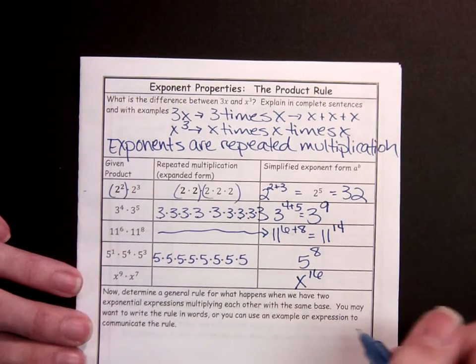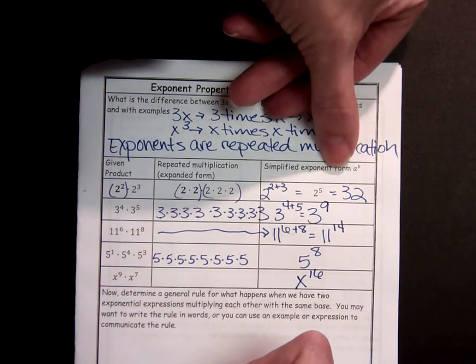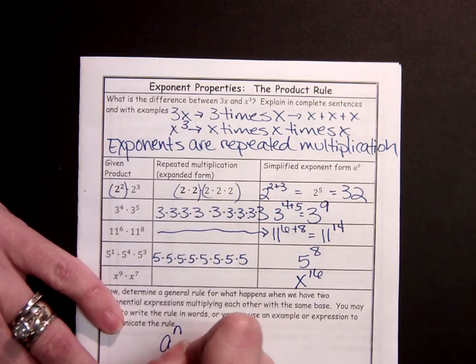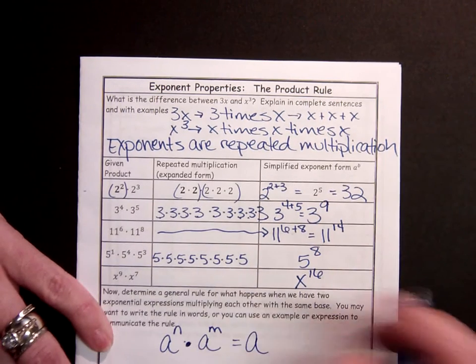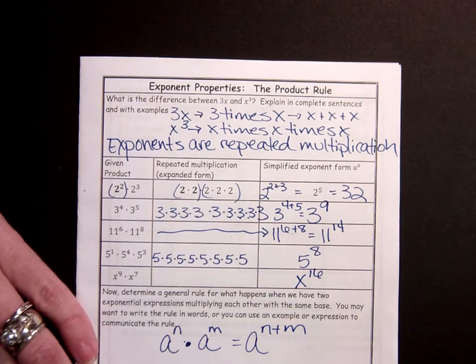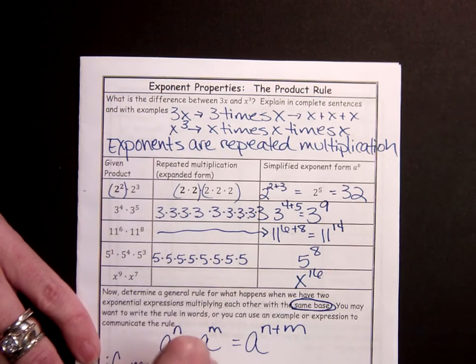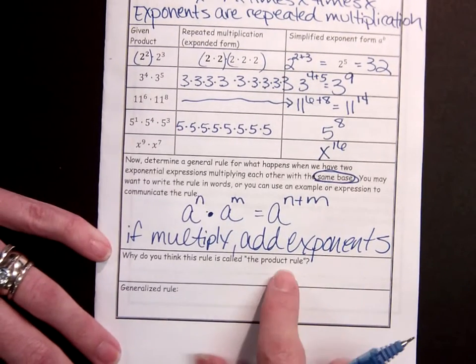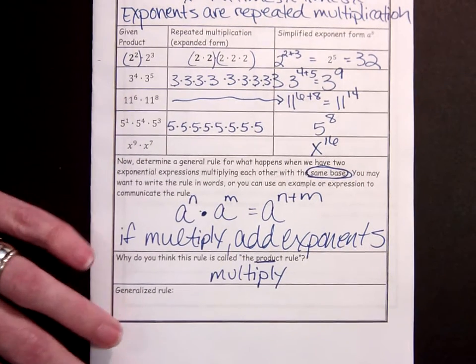So for our general rule, we need a way to write this so that we can just plug things into it later on. We used over here a to the b, just to mean some number as a base and some number as an exponent. So if I have a to some number times that same a to maybe some other number, then I can write a to the n plus m. Same base, that's important. Okay, so if we're multiplying, add exponents. Why is it called the product rule? Well, because product means multiply. And it's the rule we are using when we multiply things together.